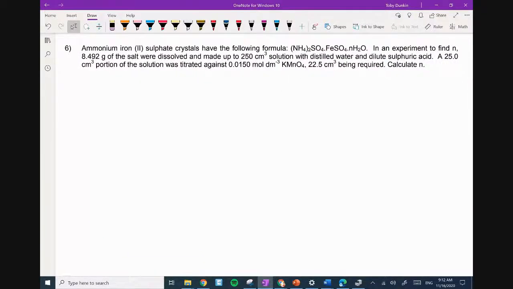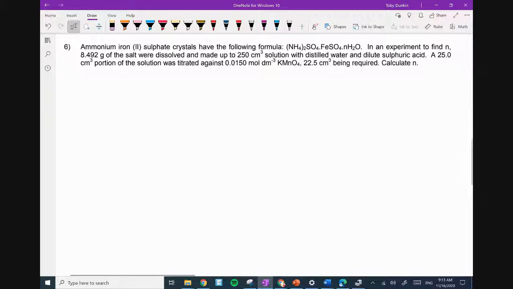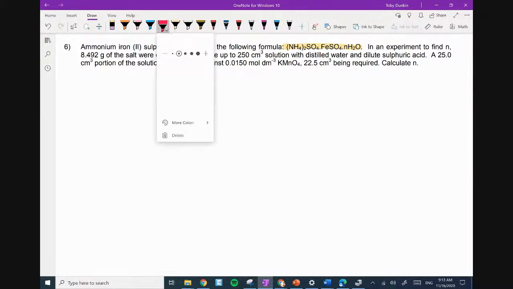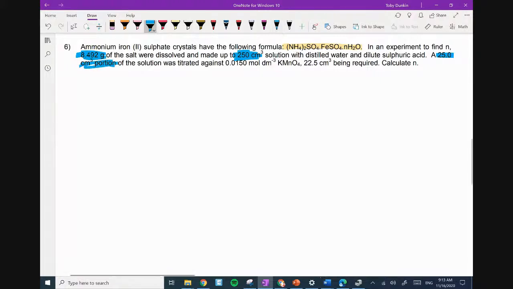Okay, so next question. I've only got 10 minutes left, which is great. So let's move on to probably a more challenging one. Ammonium iron 2 sulfate crystals have the following formula. So let's extract information. It's a horrible formula, isn't it? In an experiment to find n, 8 grams, so we're going to need that. 8 grams of the salt is dissolved in 250 centimeters cubed of solution with distilled water and dilute sulfuric acid. A 25 centimeter portion, there's going to be a times 10 somewhere, was titrated against permanganate.